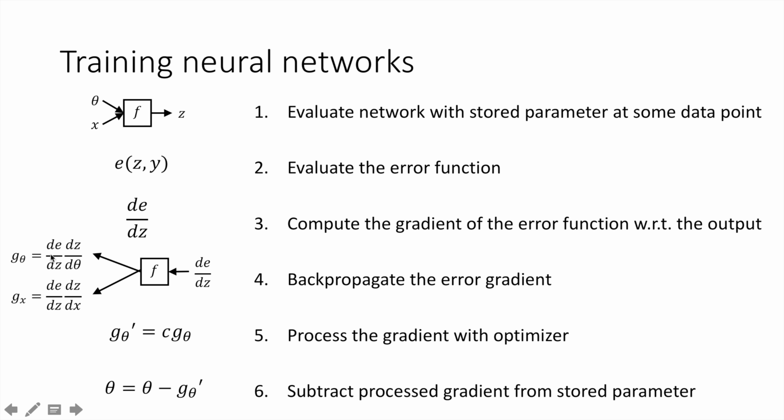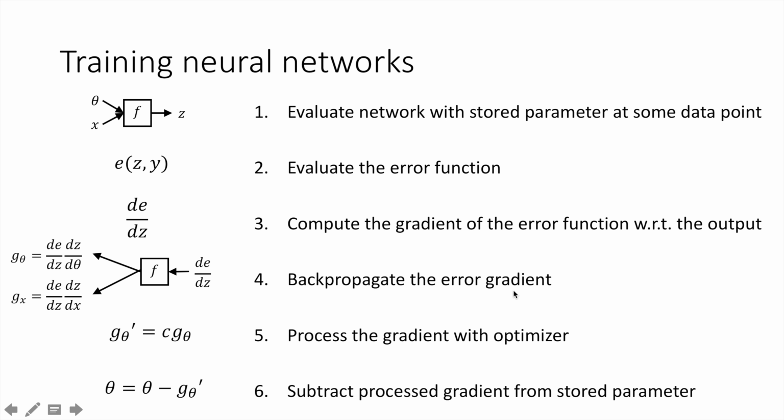We process that gradient g theta with an optimizer. For example, stochastic gradient descent corresponds to multiplying a constant c, known as the step size, to the gradient g theta. Finally, we subtract the processed gradient from the stored parameter theta and start again with step 1.